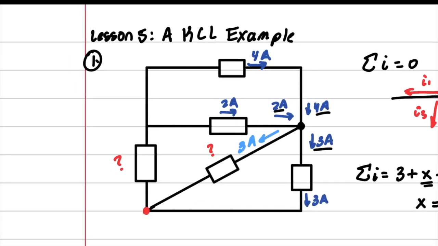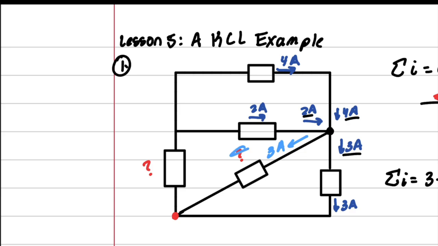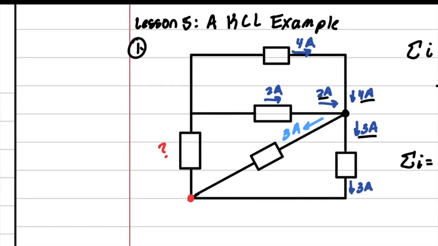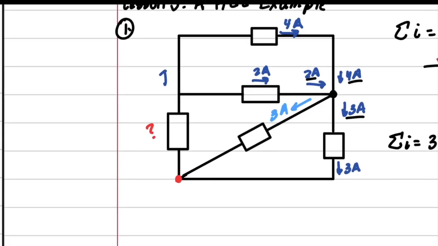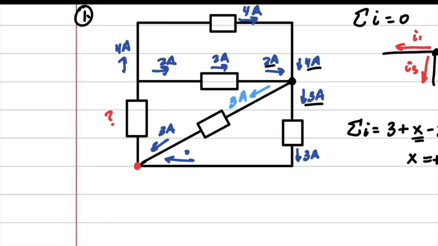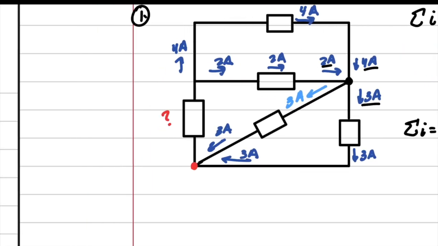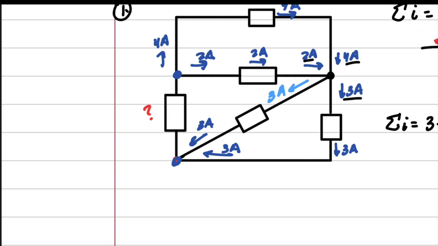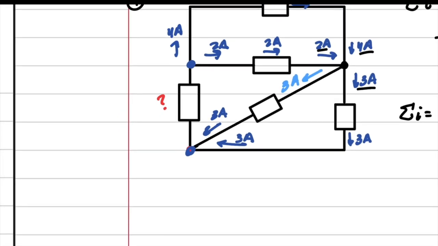Now we still need to find this guy right here. That guy's not unknown anymore. So how are we going to find this guy? Same thing. We've got 4 amps going that way, 2 amps going that way, 3 amps going this way, and 3 amps going this way. We can either solve it from this node here or this node down here, and you'll notice that we get the same thing. Let's do this node down here first.